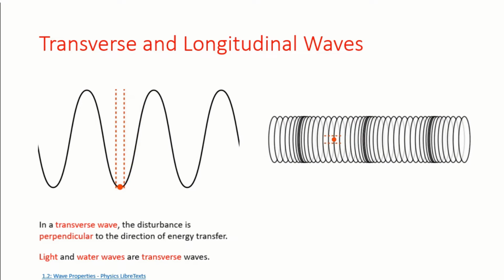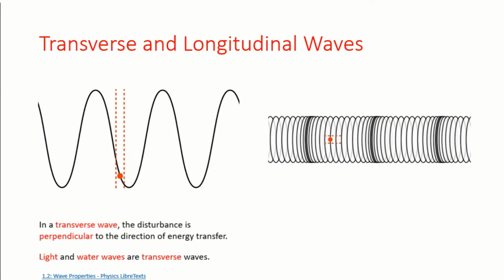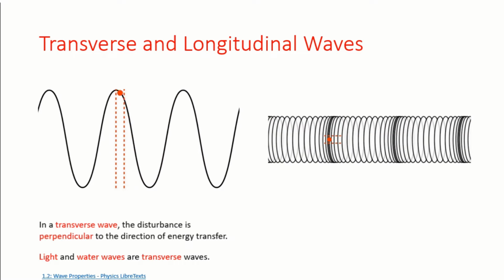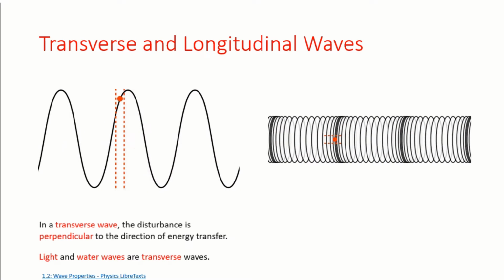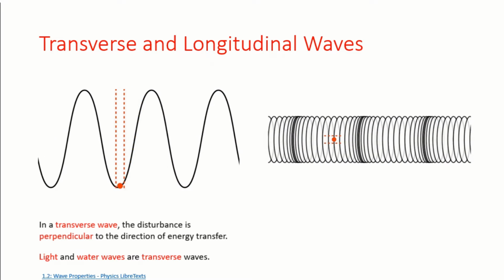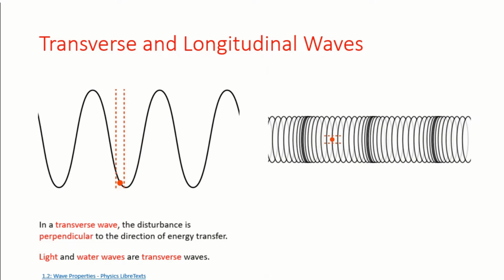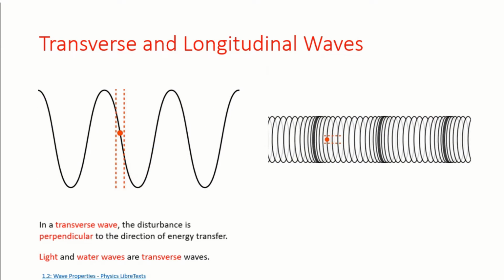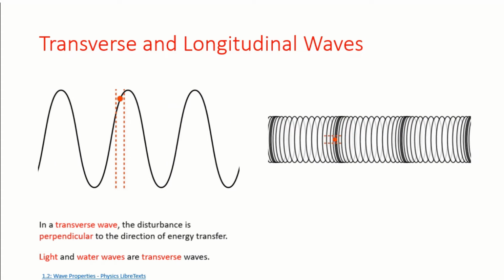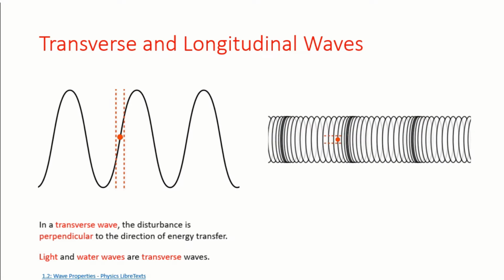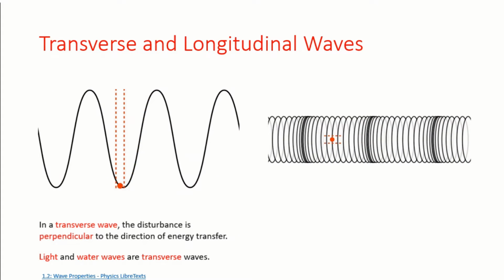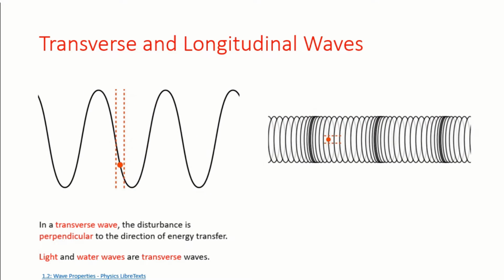As I've said, a lot of waves are transverse. There are very few of the other type of waves, which are longitudinal, and you can see the longitudinal wave on the right-hand side. What I'd encourage you to do is take a second to look at that red dot on the longitudinal wave and think, what direction is the energy transfer and what direction is the particle moving? When you're ready to go, watch on for the definition of what a longitudinal wave is.